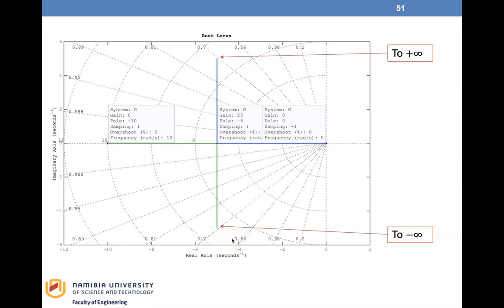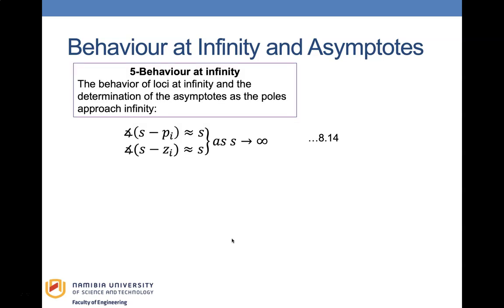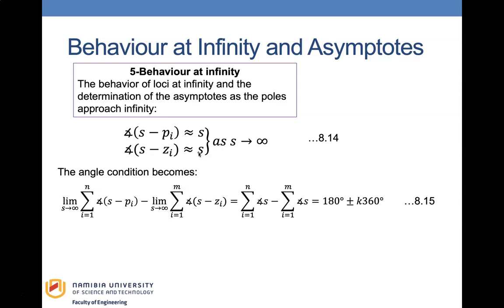The last rule requires a little more explanation. The behavior of loci at infinity and the determination of the asymptotes as the poles approach infinity is determined from the following fact. The angle of the point s minus p subscript i and s minus z subscript i becomes approximately the angle of s. Therefore, the angle criterion becomes equation 8.15, and this will yield equation 8.16.